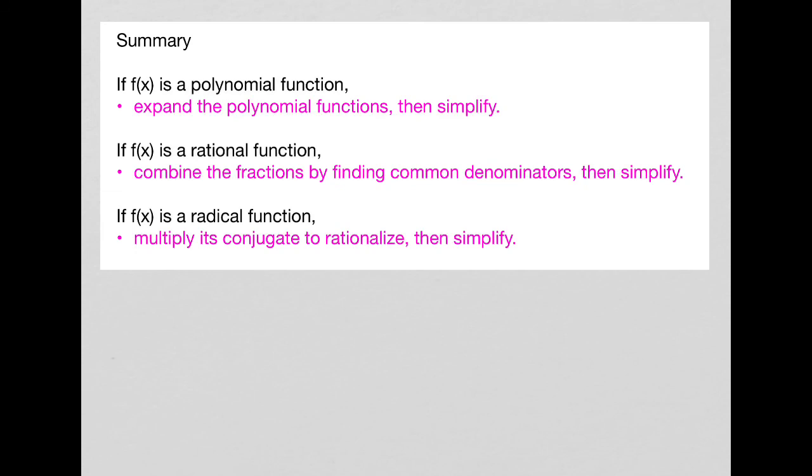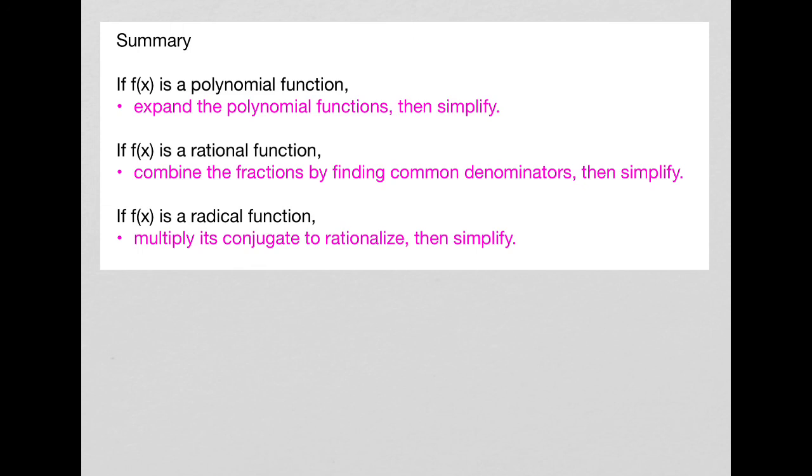Now, let's do a summary. If the function given is a polynomial function, when you are using the first principle to find the slope of tangent, all you need to do is expand the polynomial function and simplify, and after that, you can substitute 0 into h to find the slope of tangent. If your function given is a rational function, which is a fraction, then you combine the fractions by finding the common denominators and you simplify. And after that, you put 0 into h and you find the slope of a tangent.